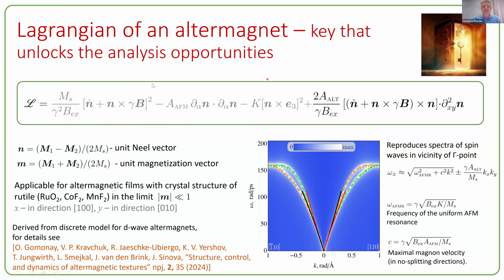What you see here in gray is a part of this Lagrangian formulated for the L vector for a conventional antiferromagnet, and this part we derived for the D-wave altermagnet. Of course, the first thing we can do in order to test this Lagrangian is to compute spin waves. We did it and obtained exactly the same expression as we obtained previously in the limit of small k vector.